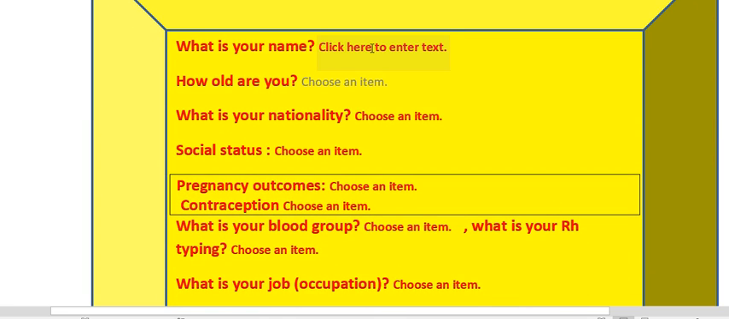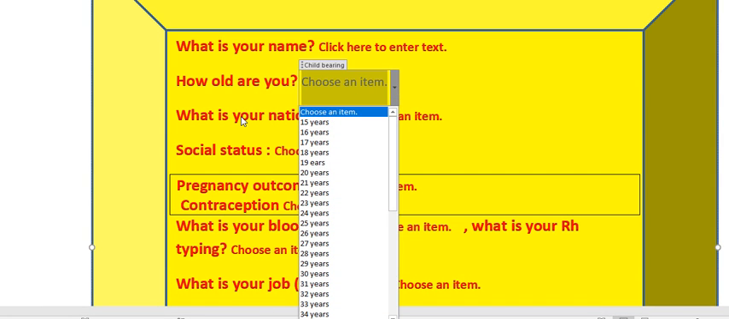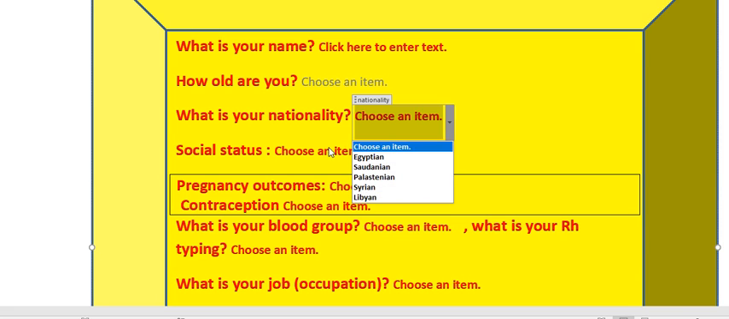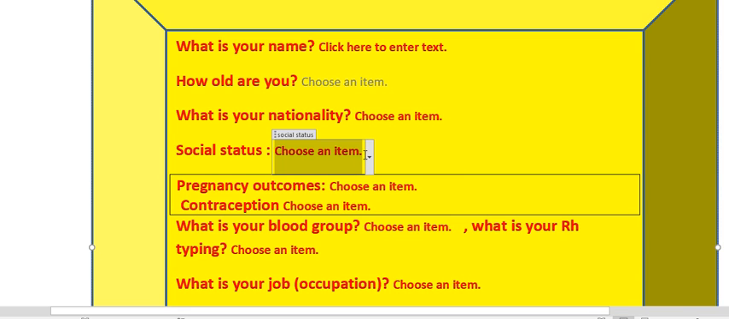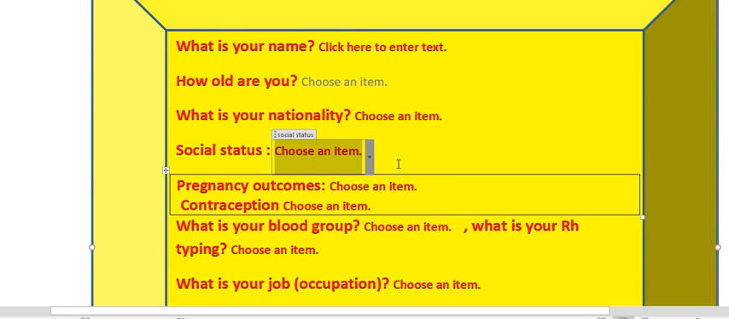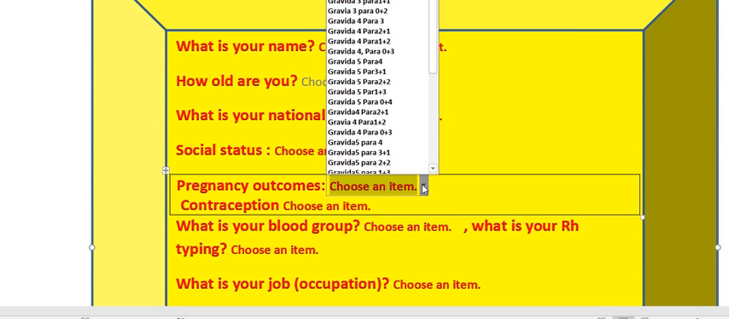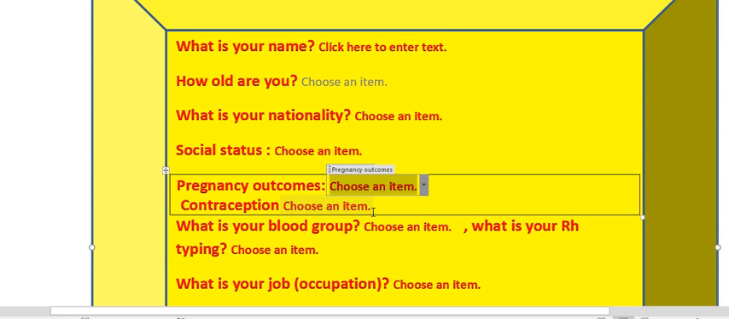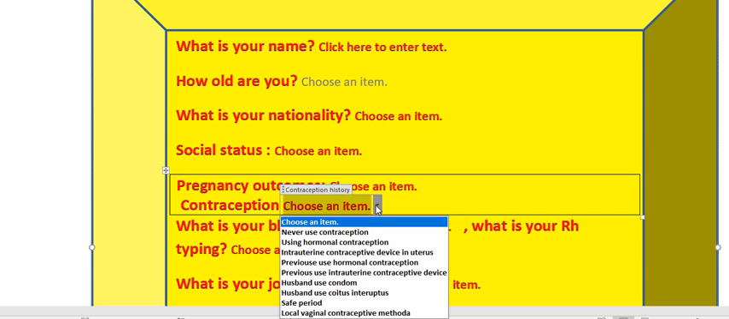What is your name and how old, and what is the nationality, and what is the social status, that she is married or divorced or widow, if she has any pregnancy before, we have to record the pregnancy outcomes, and if she has a method of contraception we should record.